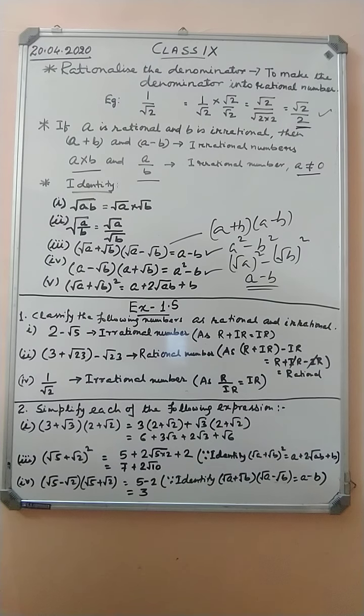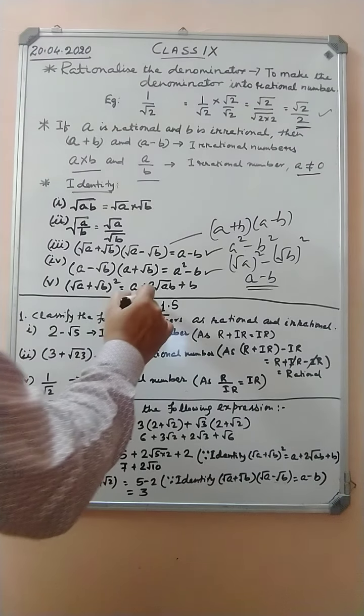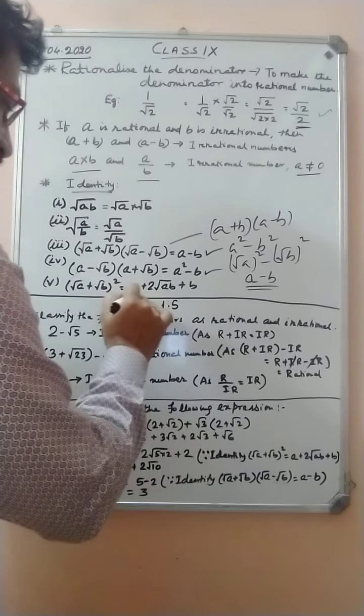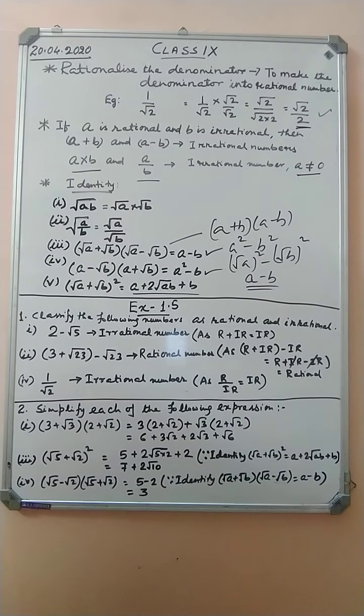Root A plus root B whole square is the A plus B whole square formula. You know the A plus B whole square formula is A square plus 2AB plus B square. So when you put the values in this formula, you get A plus 2 root under AB plus B. Now we will come to exercise 1.5.